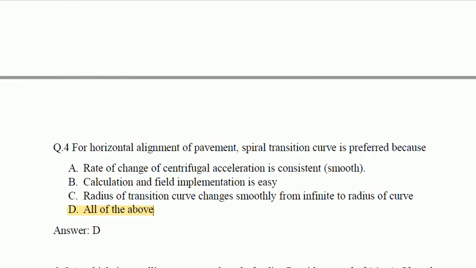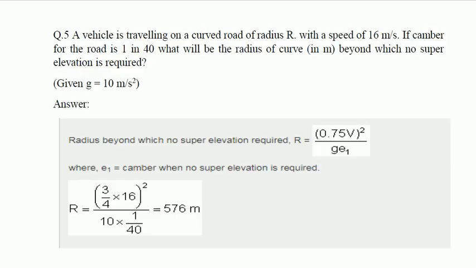Let's move towards question number 5. It is a numerical type question. A vehicle is traveling on a curved road of radius R with a speed of 16 meter per second. If the camber for the road is 1 in 40, what will be the radius of curve in meters beyond which no super elevation is required? We are given g equals 10 meter per second square.